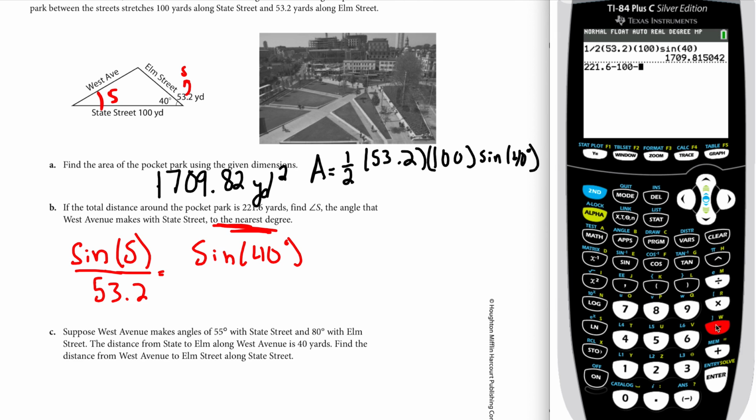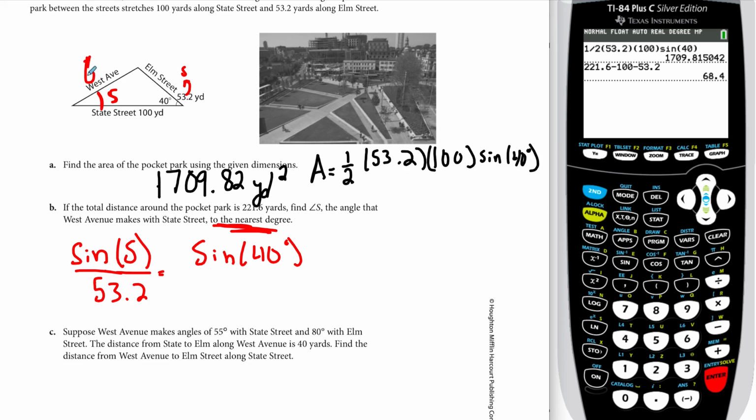I'm going to subtract out Elm Street's length. Not bad. And I get West Avenue is 68.4 yards. Okay, so that they all add up to what we were told. If I did not give you 221.6, this problem would have become a lot harder to do. And in fact, you may not be able to use the law of sines to even do it.